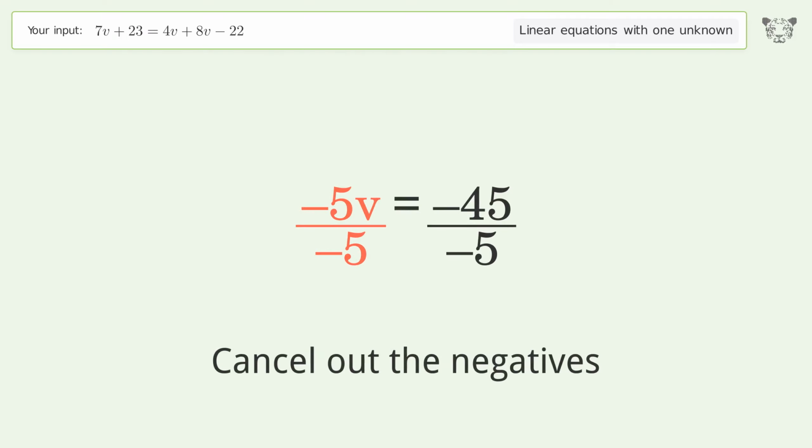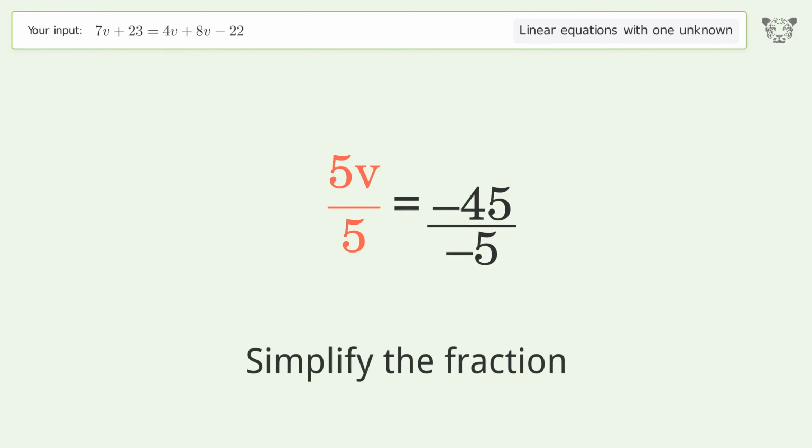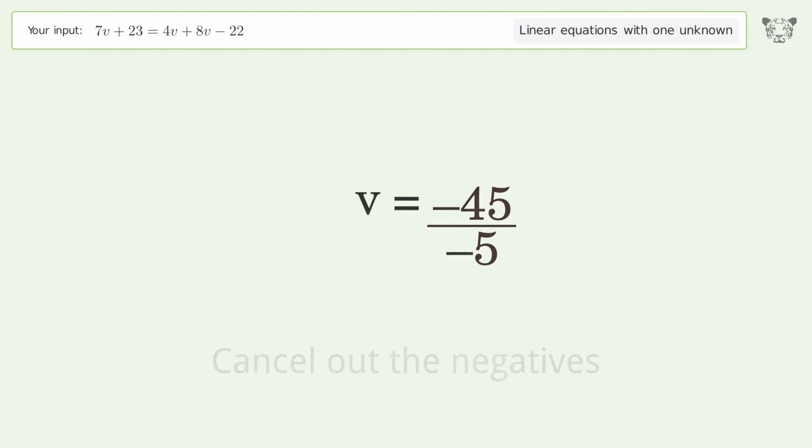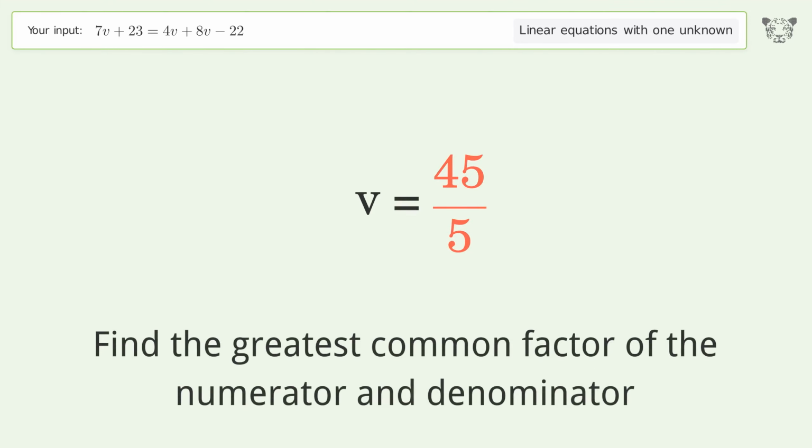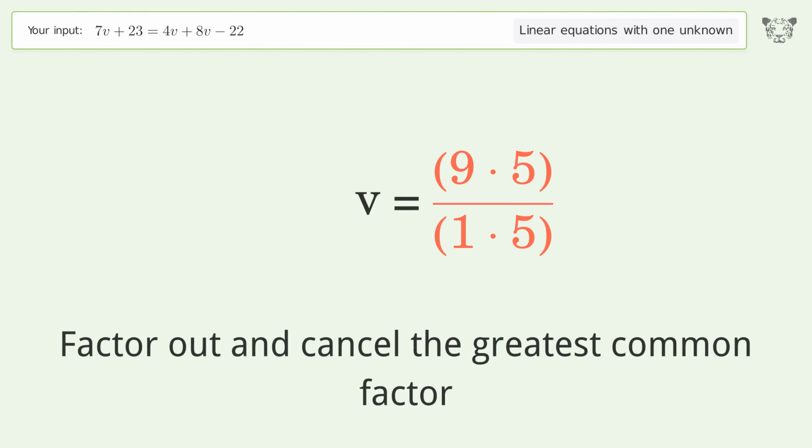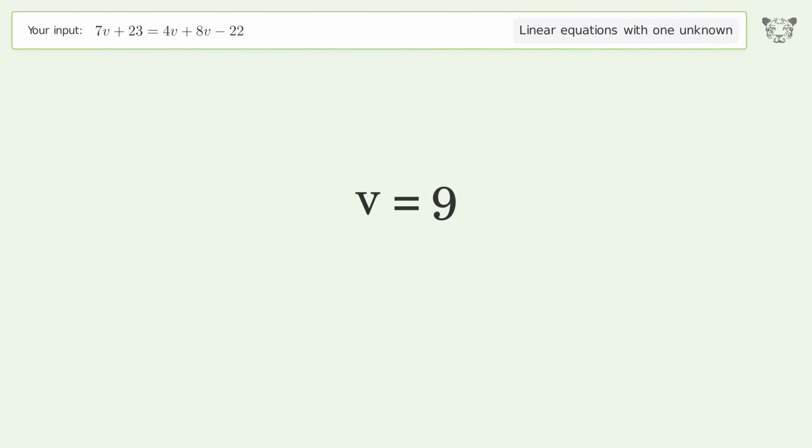Cancel out the negatives. Simplify the fraction. Cancel out the negatives. Find the greatest common factor of the numerator and denominator. Factor out and cancel the greatest common factor. And so the final result is v equals 9.